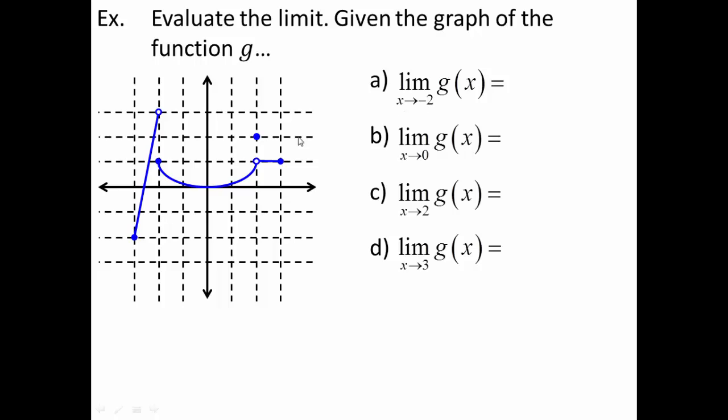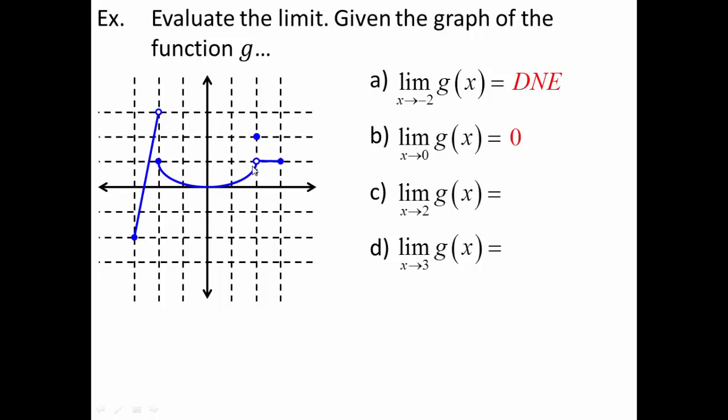So we have limit as x approaches -2. Here's -2. I look at the graph and I see we have a break. On the left hand, I'm going to 3, but on the right hand, I'm going to 1. Therefore, the limit as x approaches -2 does not exist. The limit as x approaches 0, here's 0. From the left and right, we're going to the same destination, so the limit would be 0.